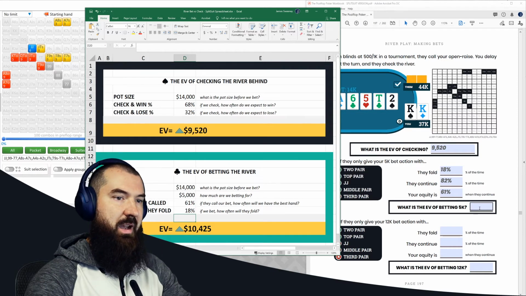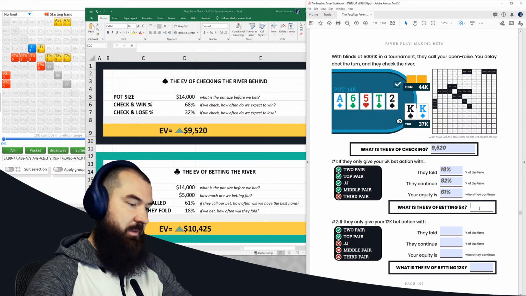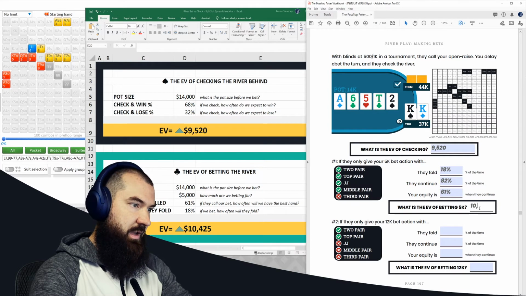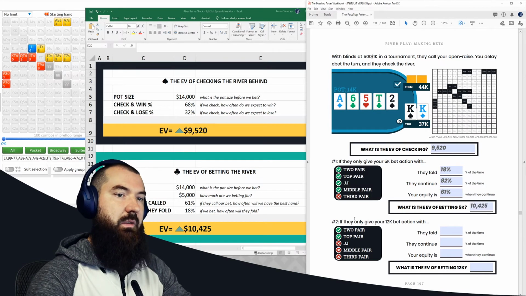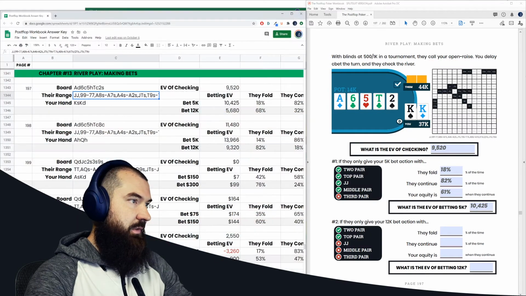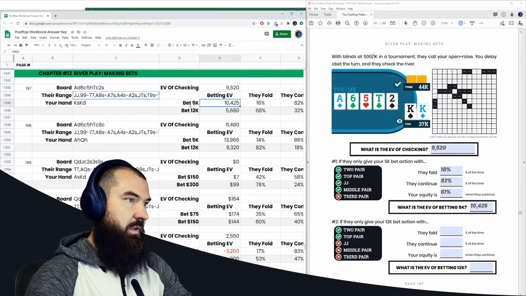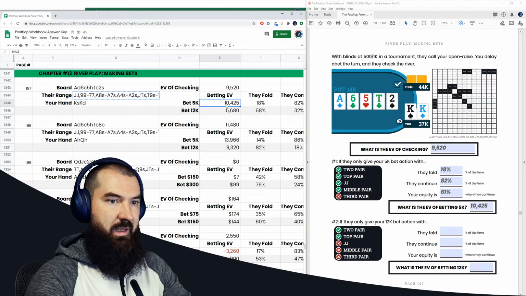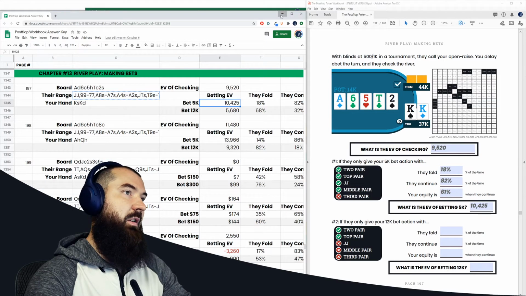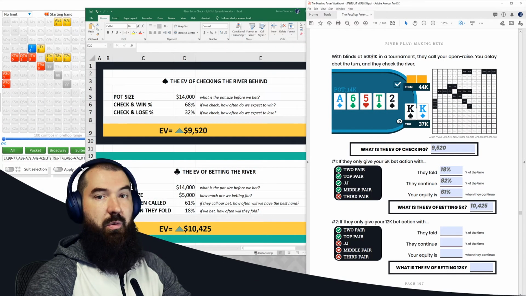So in this spot, betting 5k actually has pretty darn good EV at positive 10,425, excellent. All good. Check the answer key just to make sure we're on the right track. So betting 5k, the overall EV is 10,425. Perfect. So we did all that correctly. Now let's do number two together.